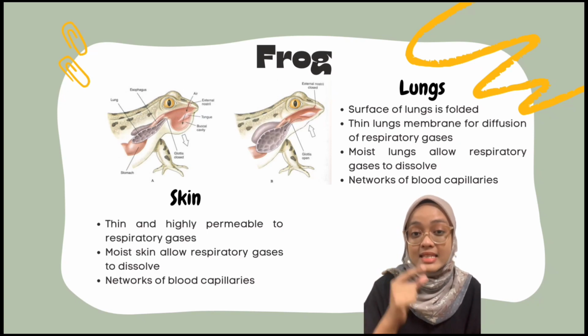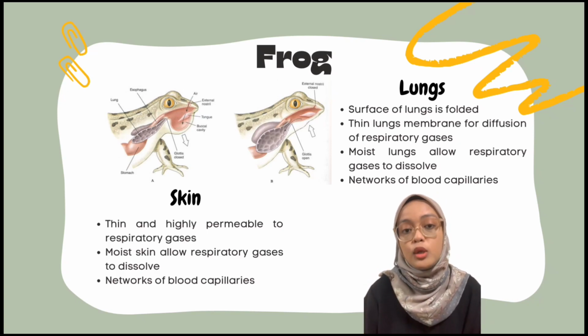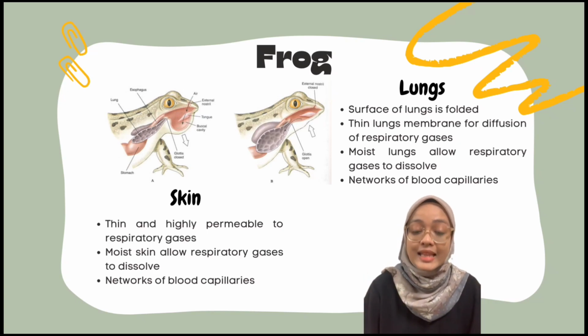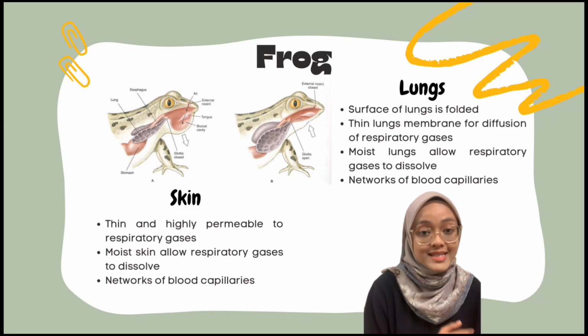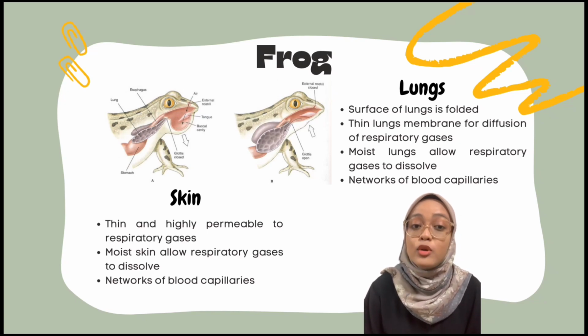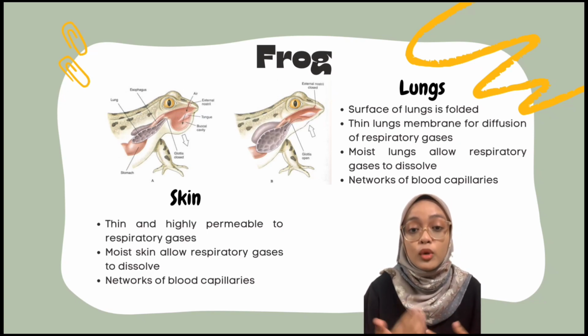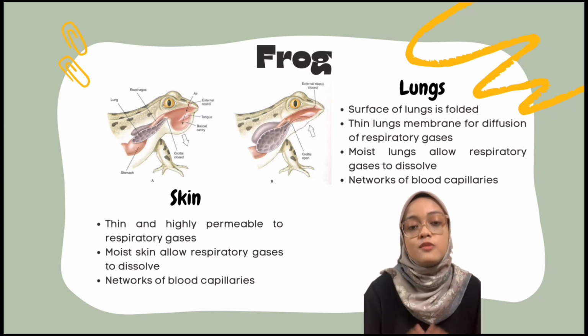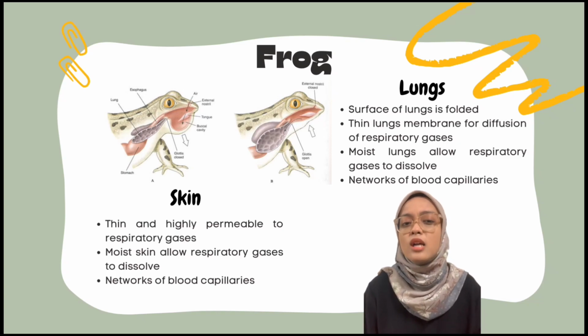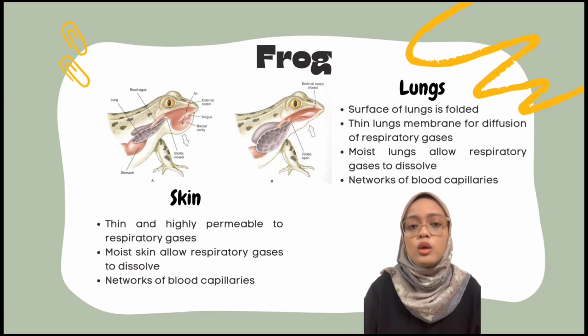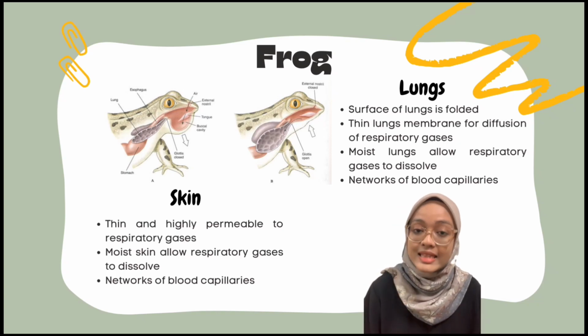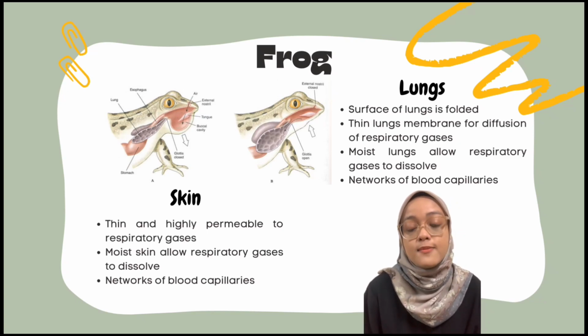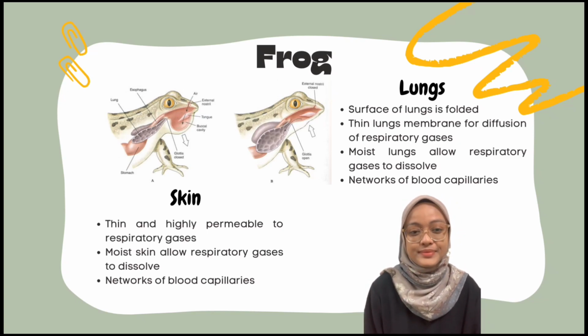The skin is thin and highly permeable to respiratory gases, which helps in increasing the rate of diffusion of gases. The frog skin mucus glands release mucus to ensure the skin is always moist to dissolve respiratory gases. It also contains many networks of blood capillaries beneath the skin to transport respiratory gases.